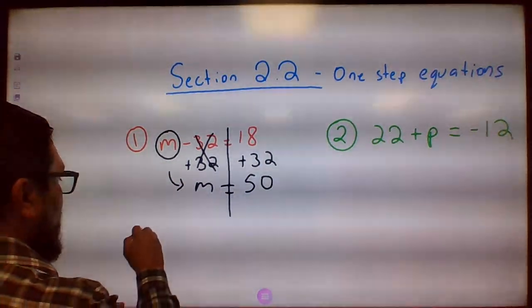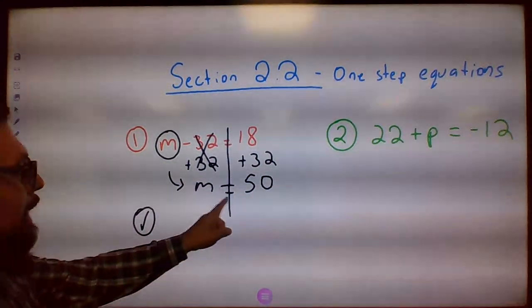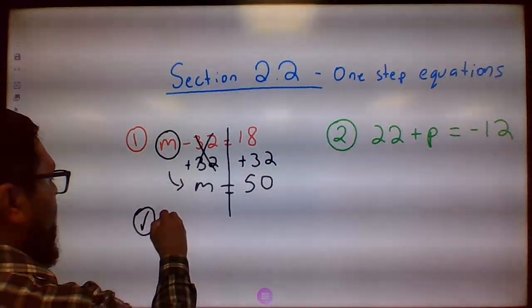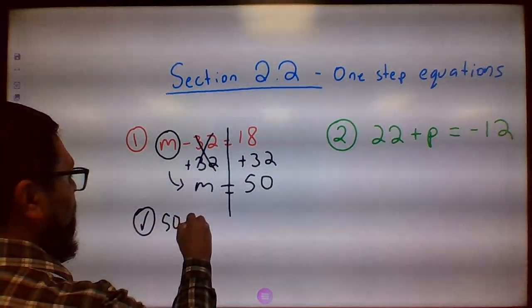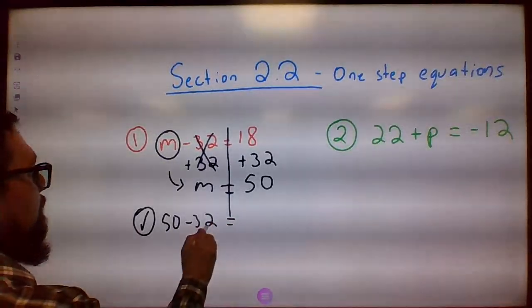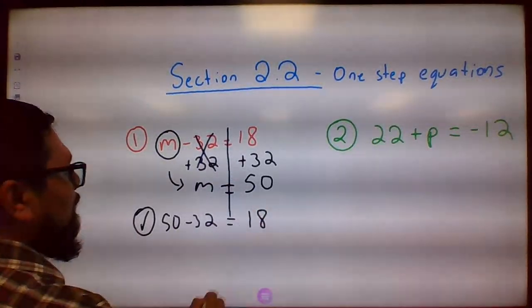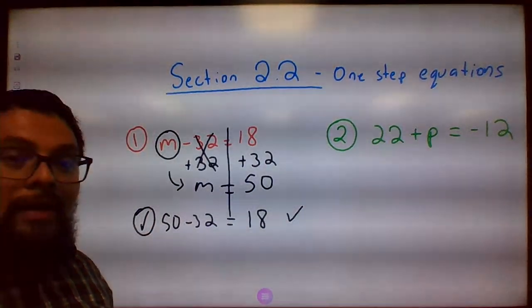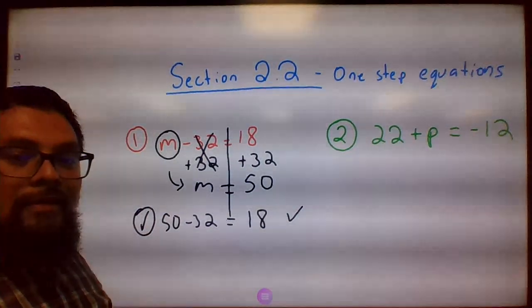To check your answer, you put your check mark right here, and you substitute the m back in there. So you get 50 minus 32. Is 50 minus 32 equal to 18? Yes. So that checks off. Checala, checala. We're done with example 1. Make sure you copy that down.